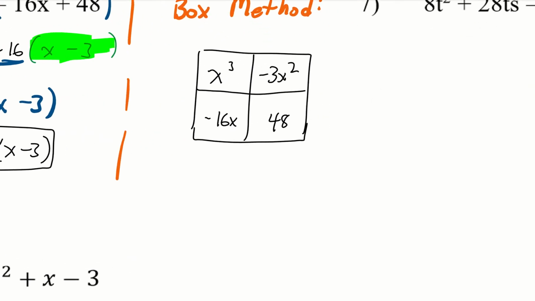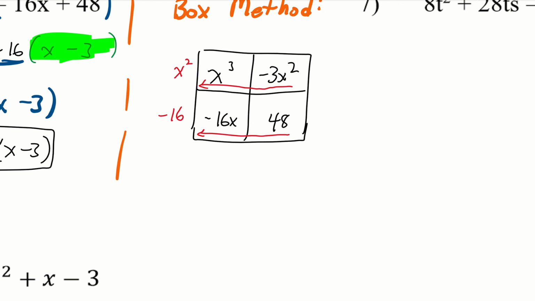Once you have the pieces in the box, I've seen people do this different ways, but the way I always do it is I always start by pulling out my first factor to the left. So x cubed and negative 3x squared, they have x squared in common. I'm going to do the same thing on the bottom row. The negative 16x and the 48, they have a negative 16 in common. So whatever sign's in front, I want to take that out.